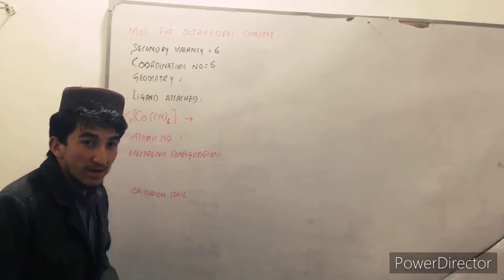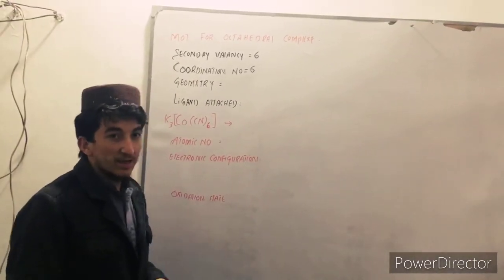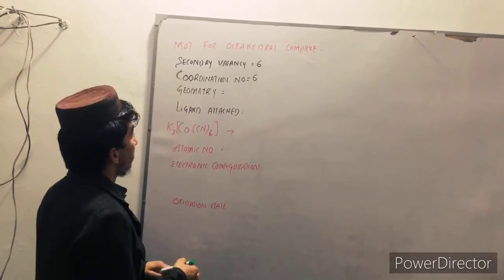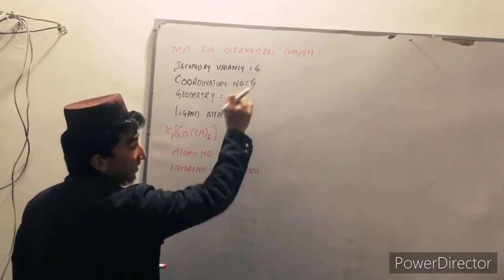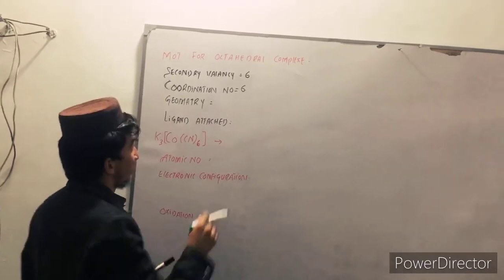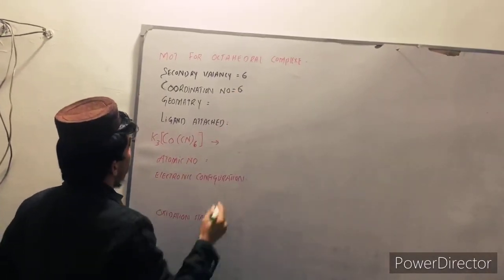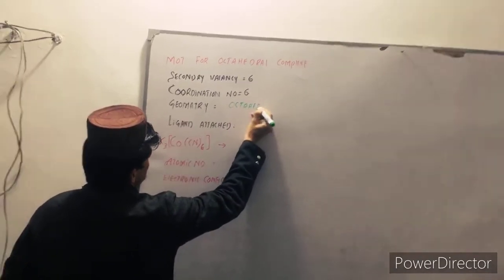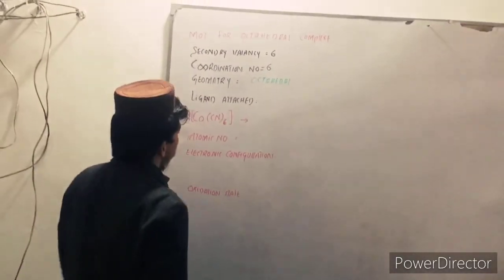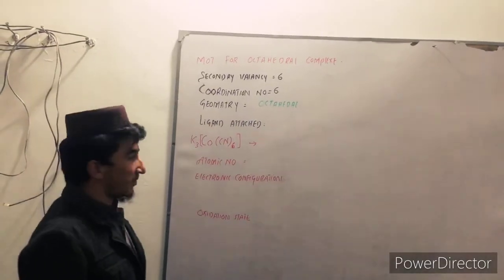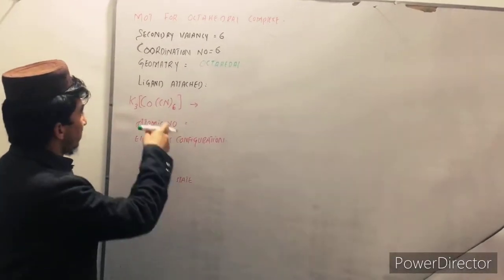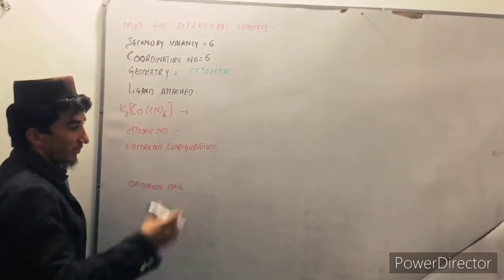So in octahedral complexes, you know that the coordination number is 6 and the geometry of that is octahedral. The valence, also called the secondary valence, is also known as the coordination number. So these both are the same and the geometry will be octahedral. Octahedral complexes may be formed with a weak ligand or a strong ligand. In this example we check the strong ligand; for the weak ligand we will talk in the next lecture.